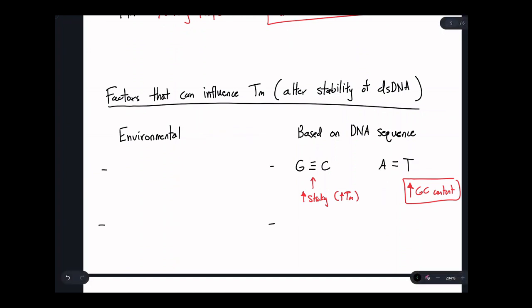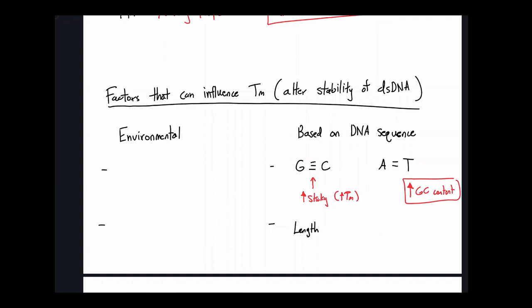Another thing to consider as well is the length, right? Longer sequences will have more interactions than shorter ones, and they should be generally stickier. That's not saying that longer is always going to be higher Tm, but generally that's one of the factors, right? Environmentally, there's a lot of other things, right?